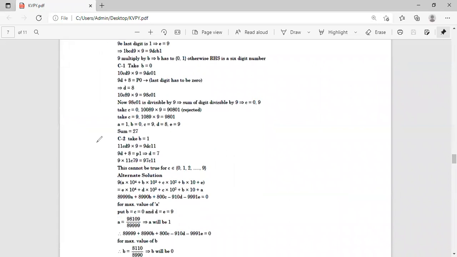So as a theory I have written here, you can go through this. If B is 1, so you will get D as 7, same logic. But C value will not satisfy this, so that this is divisible by 9. C value will not be satisfied. Okay, so this is the simple way of solving.